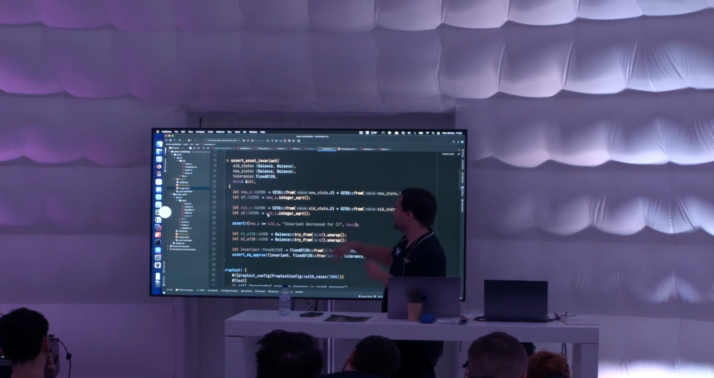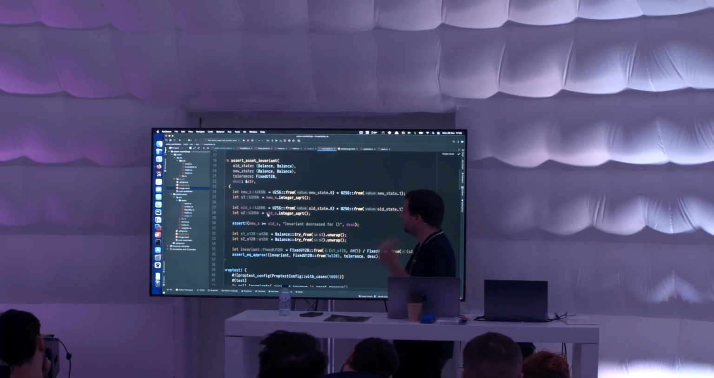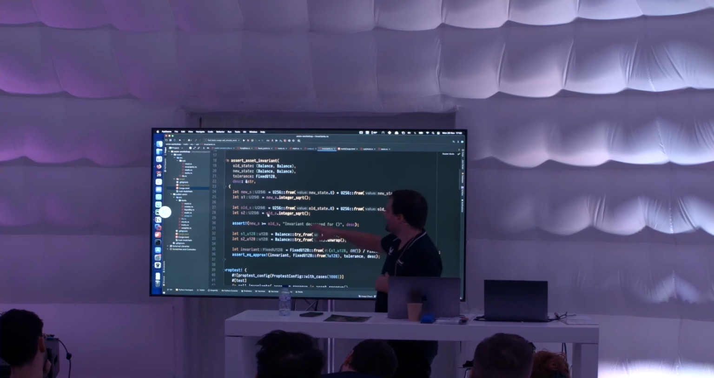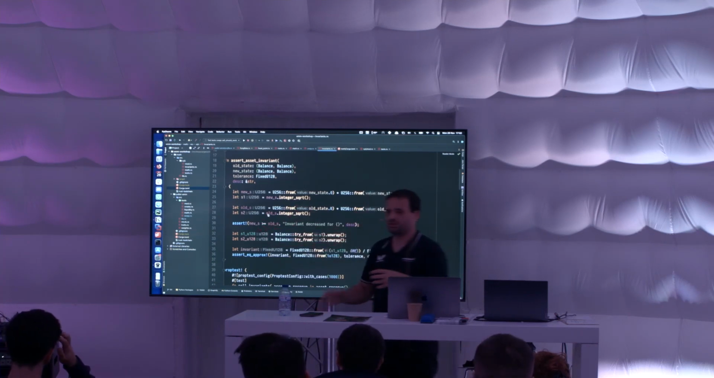You do some square root. This is the math magic. Can talk to him then. And then the new state and the new invariant must always be greater than the older one.